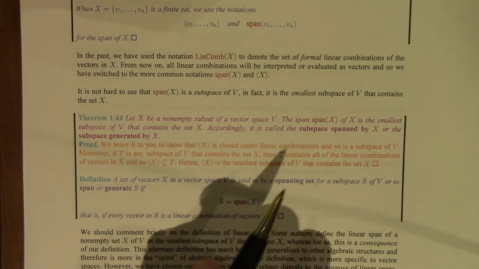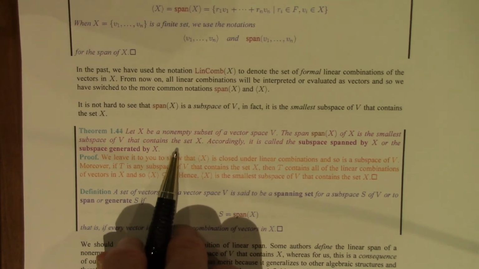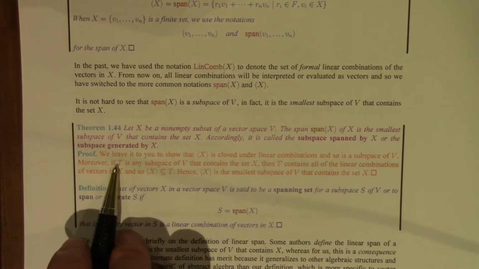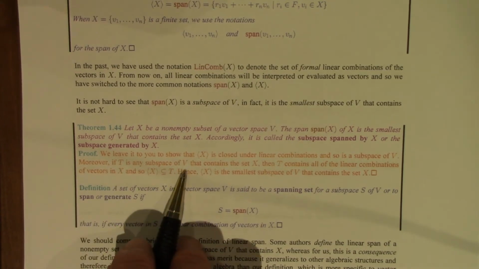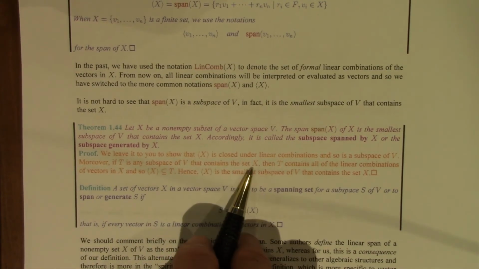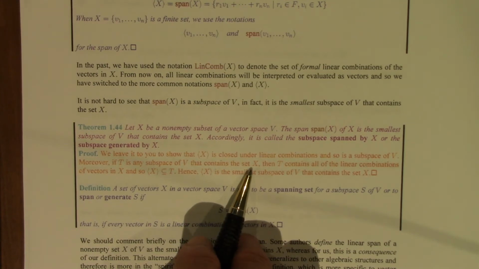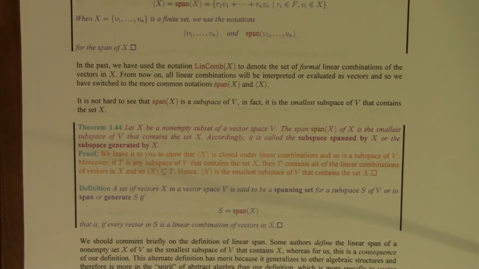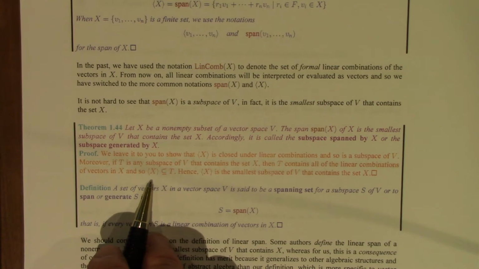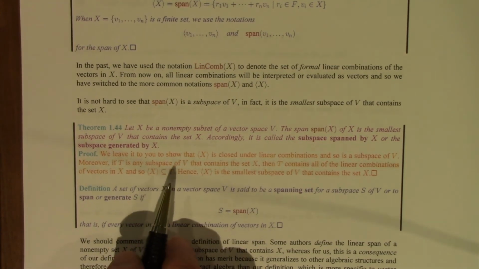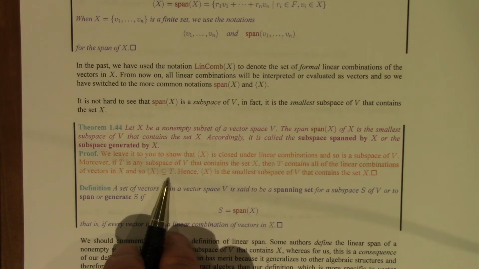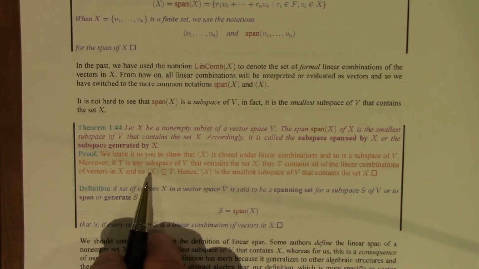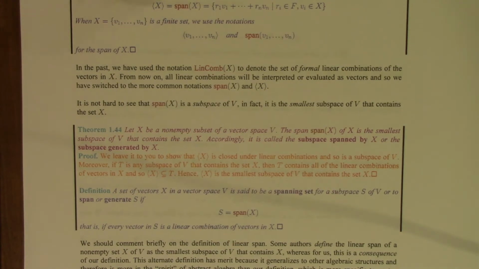As to the fact that the span is the smallest subspace of V that contains X, that's pretty simple. If T is any subspace of V that contains X, then T is closed under linear combinations because it's a subspace, and therefore it contains all the linear combinations of the vectors in X. In other words, it contains the span of X. So the span of X is contained in every subspace that contains X. Therefore, the span of X is the smallest subspace that contains X.